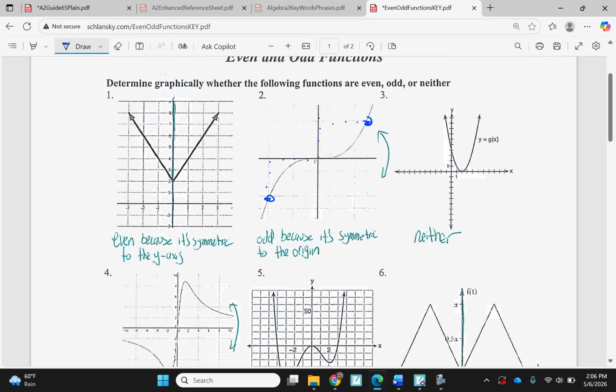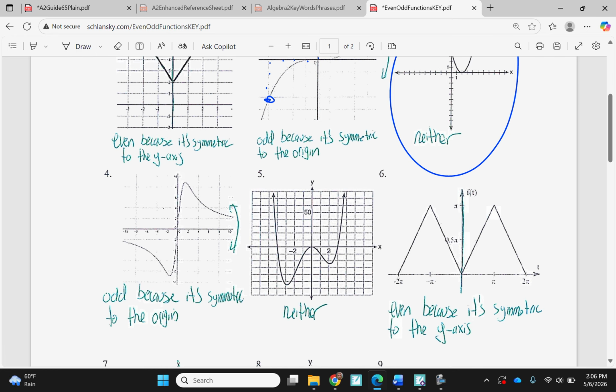And number 3 is not symmetric to the y-axis. It's not symmetric to the origin. It's neither. Okay, that's what it would look like. You can take a look at 4, 5, and 6. 4 is odd, symmetric to the origin. 5 is neither. And 6 is even because it's symmetric to the y-axis.